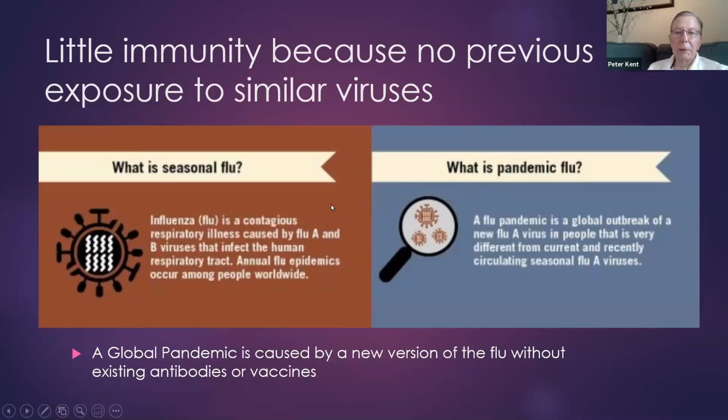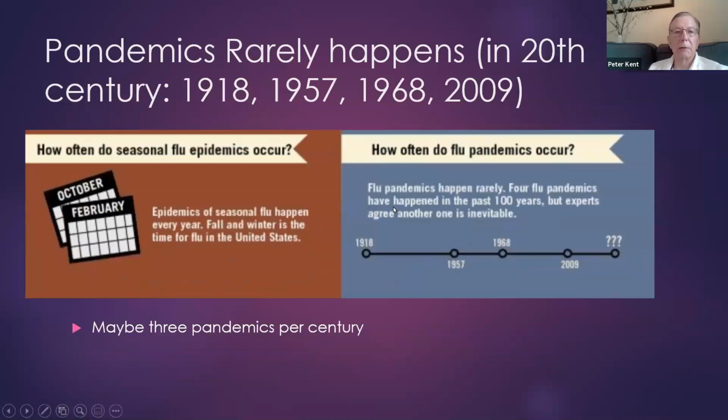But a pandemic is caused when you get a brand new flu that your body has no antibodies for, and your annual flu vaccine doesn't provide the signals that cause your body to make those antibodies. They happen fairly rarely. These are 4 dates that they apparently did happen, and I'd say there's probably about 3 pandemics per century.